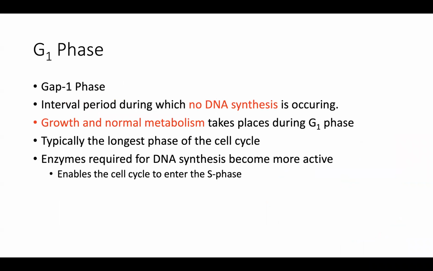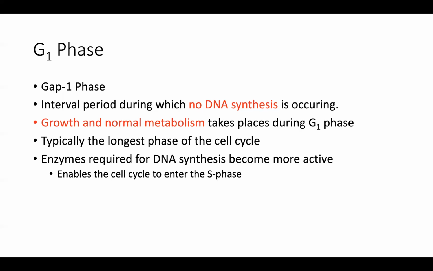So G1 phase, what's happening at G1? This is an interval period during which no DNA synthesis is occurring, right? What's happening at G1 is just normal growth and metabolism. These are processes that are going to go on in the cell as usual. That's taking place during G1. This is typically, again, going to be the longest phase of the cell cycle, all right?